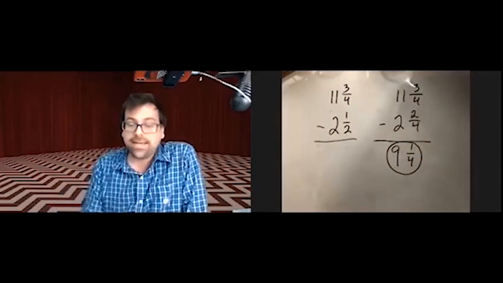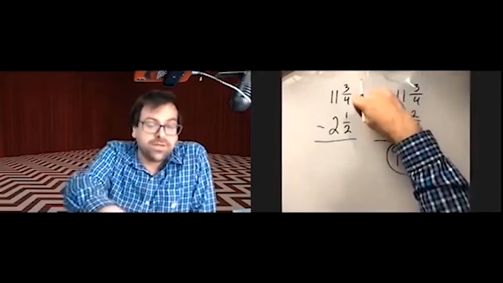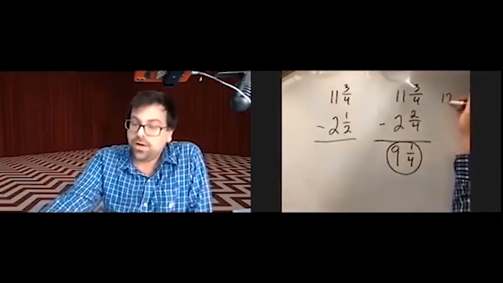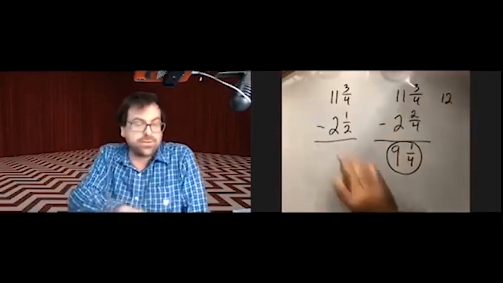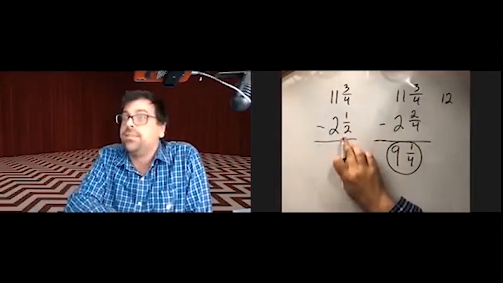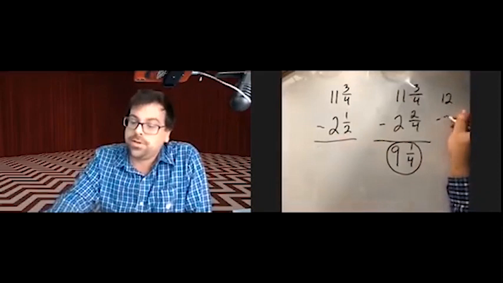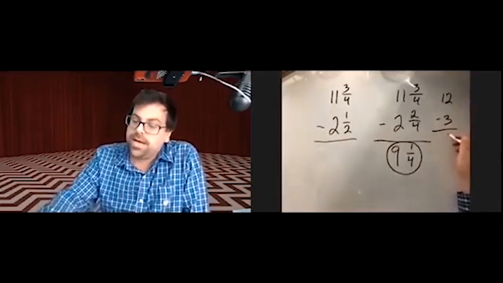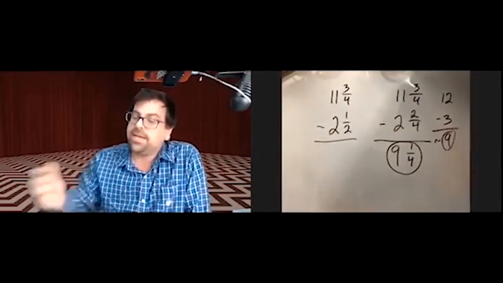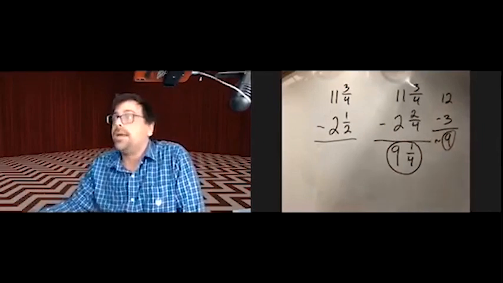And if we were estimating these, 11 and 3/4 is closer to 12 than 11. 2 and a half is right in the middle, so it rounds up to 3. 12 minus 3 would give us an estimated answer of 9.